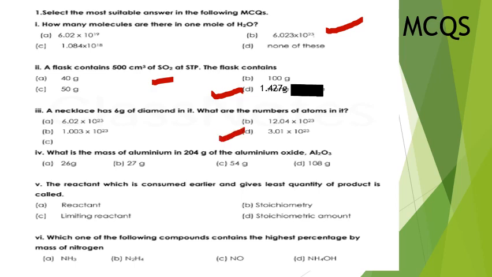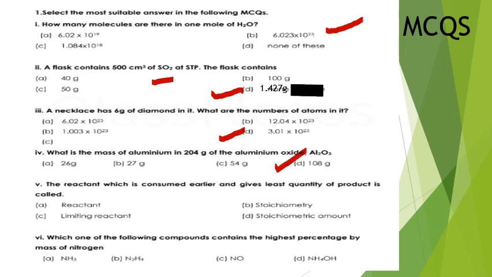The next one is, what is the mass of aluminium in 204 grams of aluminium oxide, Al2O3? Take out the mass of Al2O3 first and find the mass of aluminium in it. The mass of Al2O3 is 102, while the mass of aluminium in it is 27 multiplied by 2, that is 54 grams. You will say 102 grams hold 54 grams of aluminium, so 204 grams will hold how much? The answer comes out as 108 grams. This is what one says.